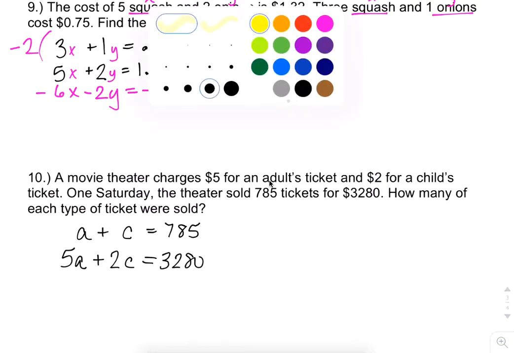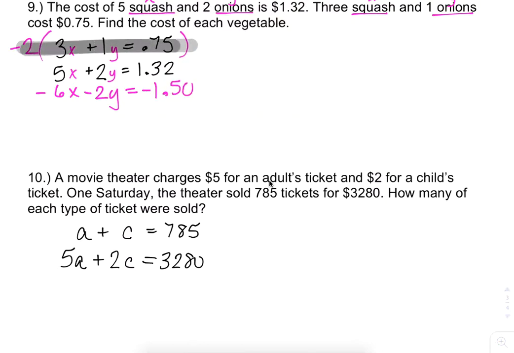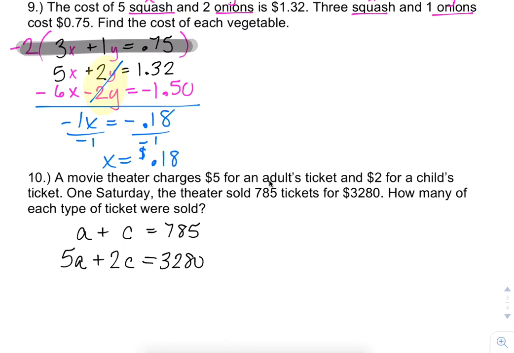Okay? For the time being, I'm going to ignore this equation, and I'm only going to look at this part that cancels. My y's are going to cancel. 5 minus 6 is a -1x, and I have a -18 cents, so -0.18. If I divide by -1 on both sides, I'm going to get my first value. That is 18 cents. I'm going to put the $ sign. 18 cents is how much my x is.